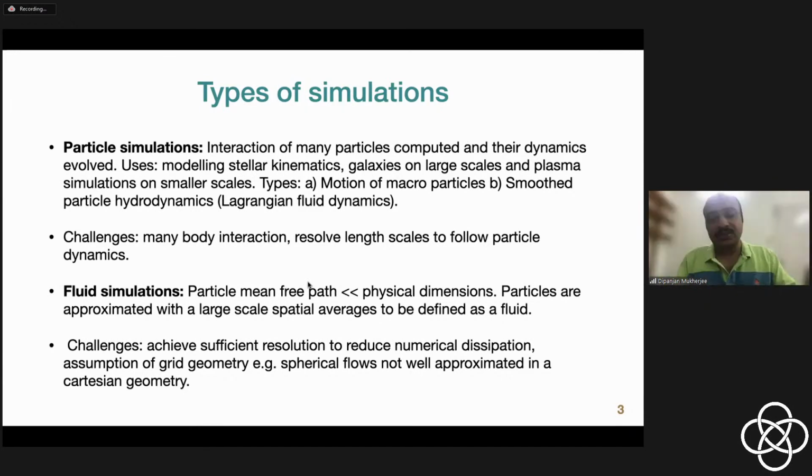sphere. So if the radius of the sphere that you're trying to simulate is much larger than the smallest size of the cells of the cubes of the discretized space, then you're fine. So these are some of the challenges we face. And both these kinds of simulations are used. I will not talk about the first part. I will mostly focus on the fluid simulations for the rest of the lecture.